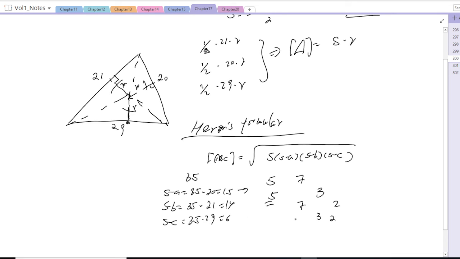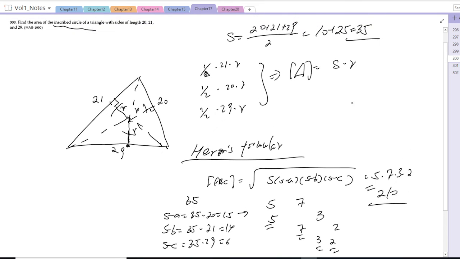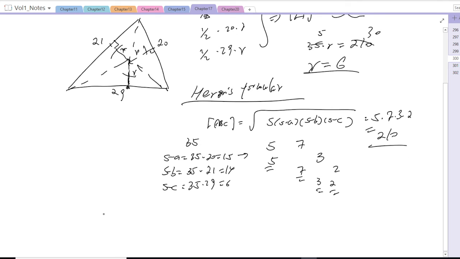Now you can see I have 2, 5, 2, 7, 2, 3, 2, 2, right? So it's 5, 7, 3, 2. Then it is 210. This is 210, right? So you can go solve the R. So 35 times R is 210. Then R is what? So this is the 30. This is 5. So R is 6. Then the area of the circle is pi R square, which is pi times 6 square, 36 pi.